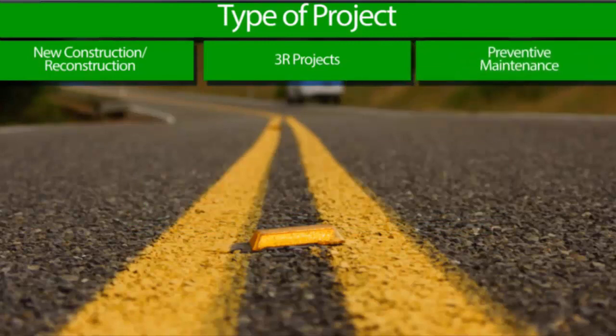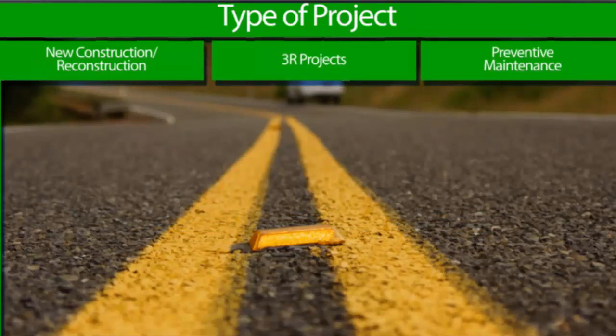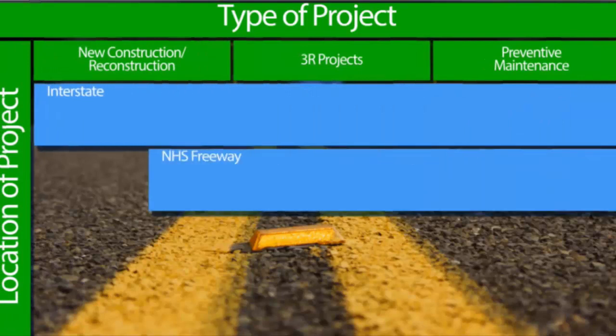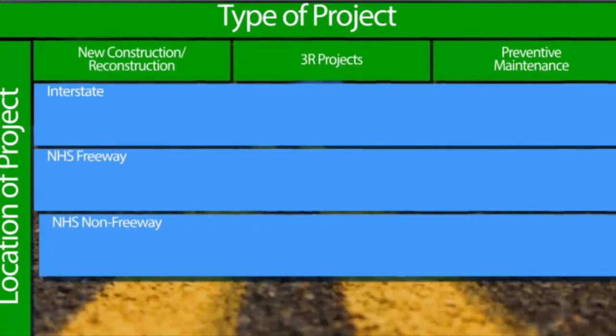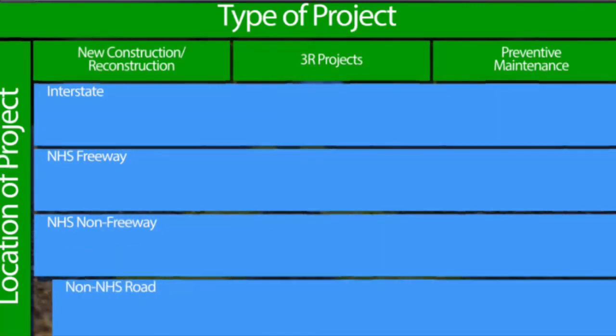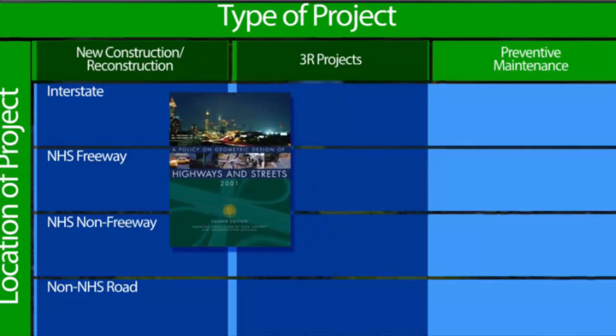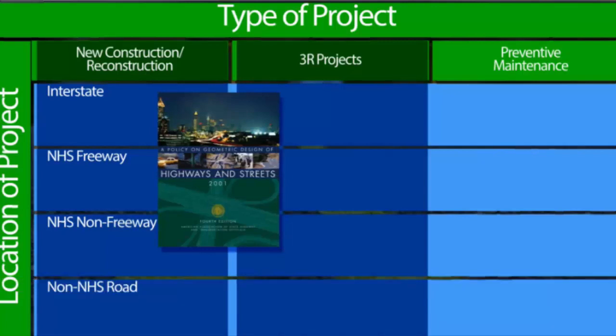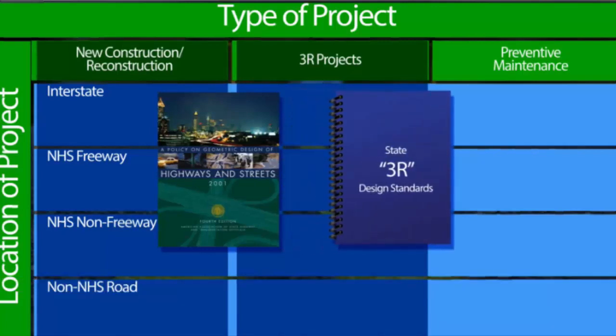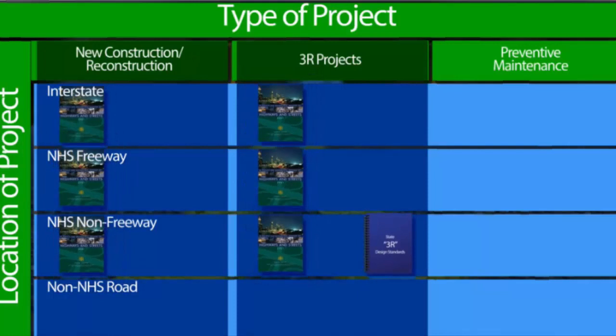Geometric design requirements apply to projects on one of the following four categories of roads: an interstate, an NHS freeway, a non-freeway NHS route, or a non-NHS road. All new construction and reconstruction projects on the NHS, as well as any 3R projects on an NHS freeway, must be designed to meet the FHWA adopted edition of the AASHTO Green Book. FHWA has also approved the use of state design manuals in lieu of the AASHTO Green Book in some states.